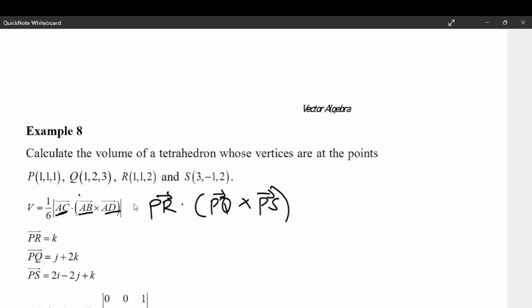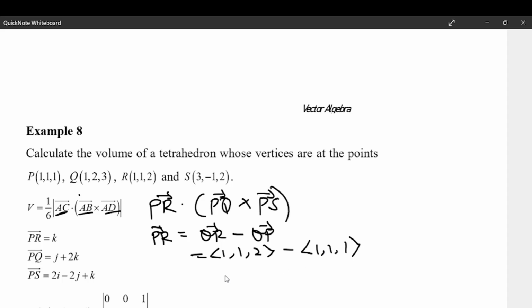So that is it. Now PR equals OR minus OP. So OR is 1, 1, 2 minus OP, which is 1, 1, 1. So we subtract this, we are going to get 0. This one too is 0, and here will be 1. So we are going to have K. For the rest, I and J are all zeros.